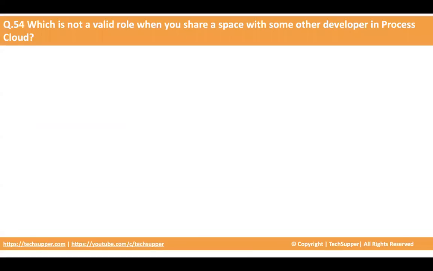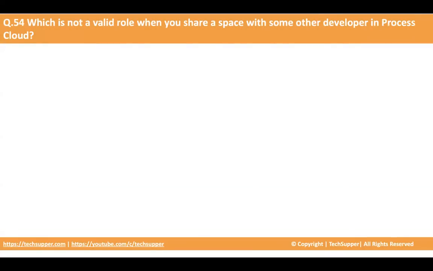The next question is, which is not a valid role when you share a space with some other developer in Process Cloud? So in Process Cloud, you can create spaces and you can share your private spaces with other people in Process Cloud so that they can contribute to your artifacts. So what are the valid roles? Which is not a valid role? Viewer, editor, owner, administrator, which is not a valid one.